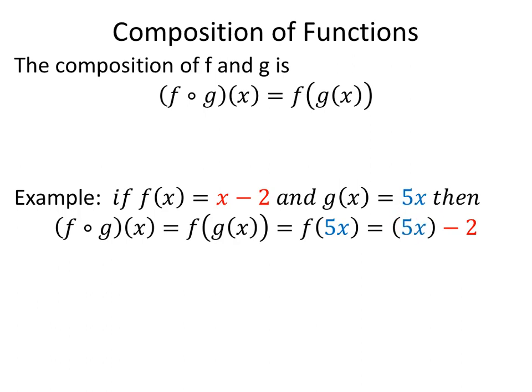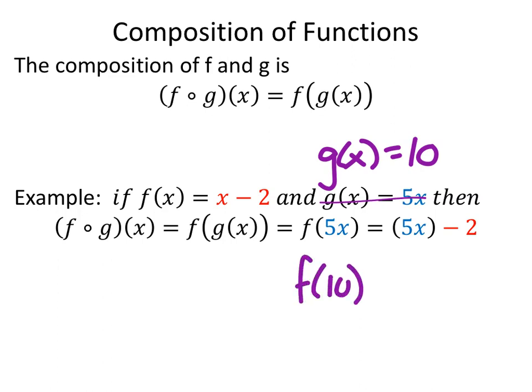Let's say that this g of x stuff equaled 10. Well, then you'd have f of 10, because that's what g of x is, right? We replace g of x with 10. And then we would replace the x in f of x with 10, and then you'd still have that minus 2.